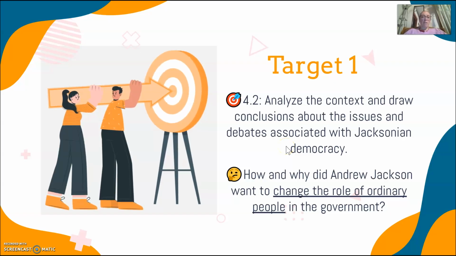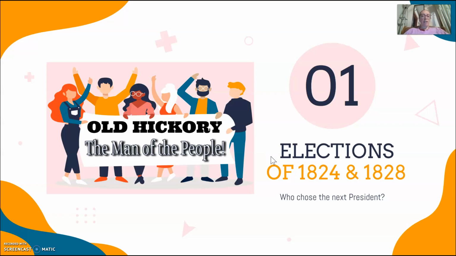The target we have for this one: we're analyzing the context and drawing conclusions about the issues and debates associated with Jacksonian democracy. We're specifically going to look at how and why Andrew Jackson wanted to change the role of ordinary people in government. So we're going to talk about who got to vote, who got to be part of government, and how that changed, and why he wanted to change it. To start, we look at the election of 1824 and the election of 1828.